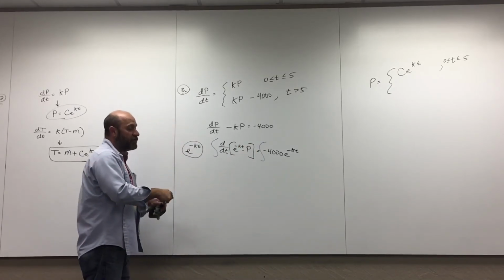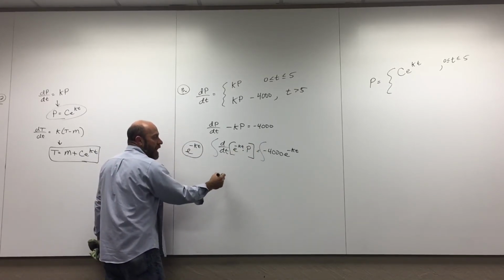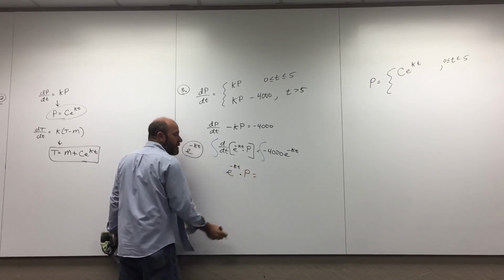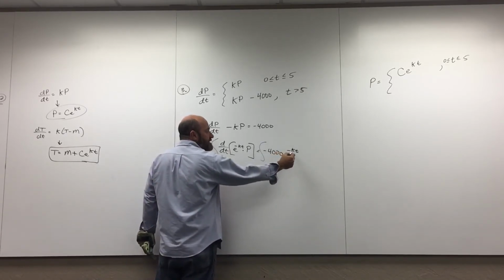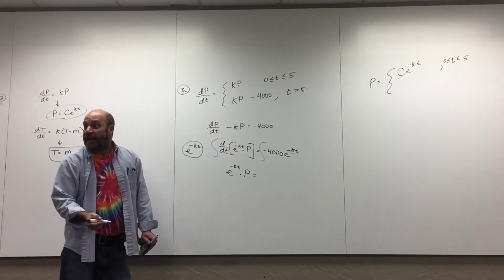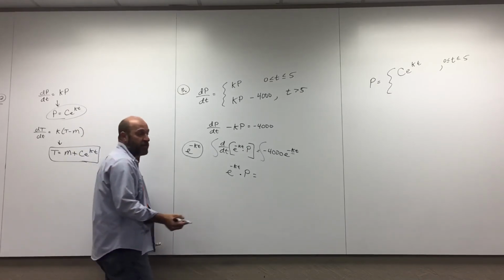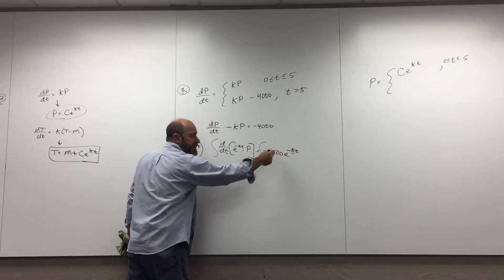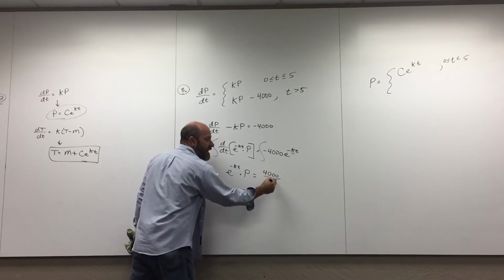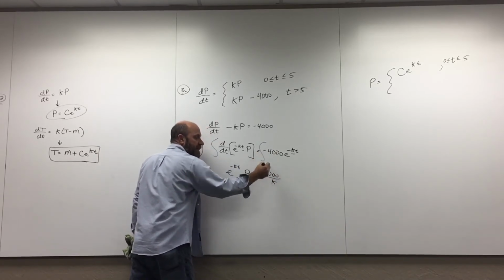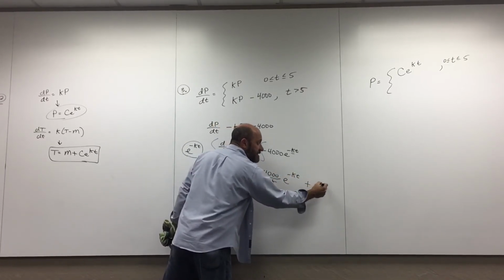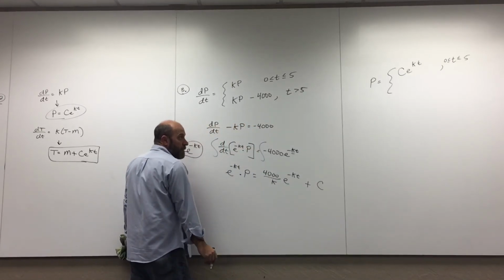We practiced this for a few weeks. Here we go, e to the negative kt times P. When you integrate this, it spits out a negative 1 over k. You do a little u substitution, it spits out a negative 1 over k. That'll be 4,000 over k. The negative signs cancel. e to the negative kt. I think I did that right. Plus C.